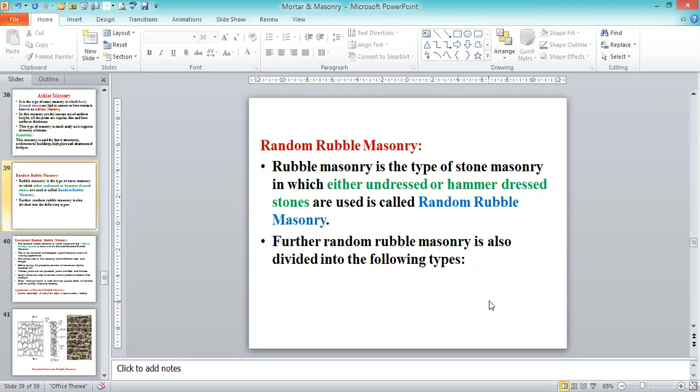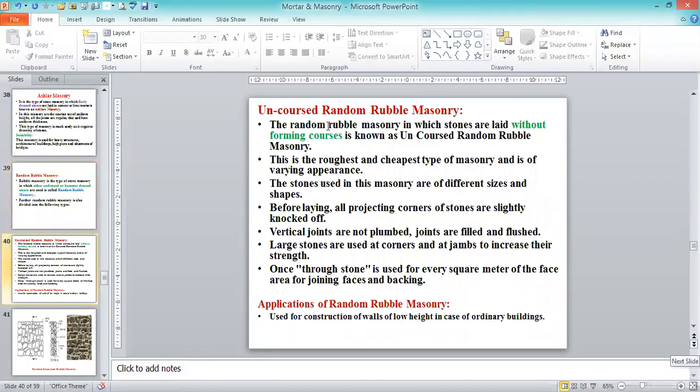Uncoursed masonry is one where stones are kept in different directions, in a zigzag manner. We keep one stone lengthwise and another widthwise, and complete the masonry work. That is called uncoursed. Whether you go for ashlar masonry or rubble masonry, coursed and uncoursed are the two basic things. Coursed is a systematic manner, and uncoursed, as the term itself means, is not in a systematic manner; we keep the stones in zigzag manner. This is about uncoursed random rubble masonry.